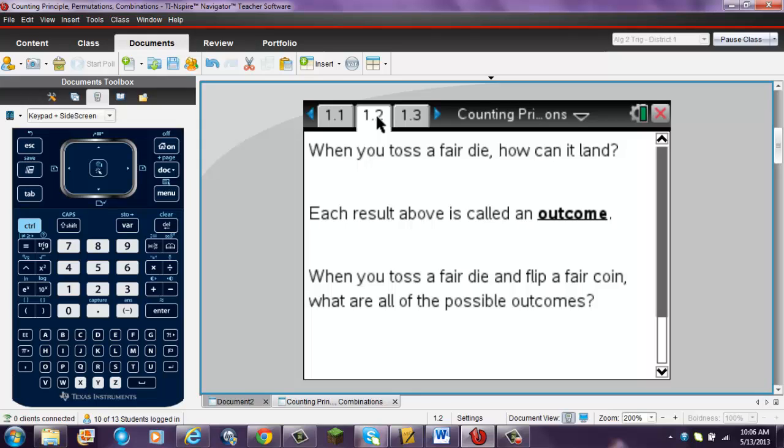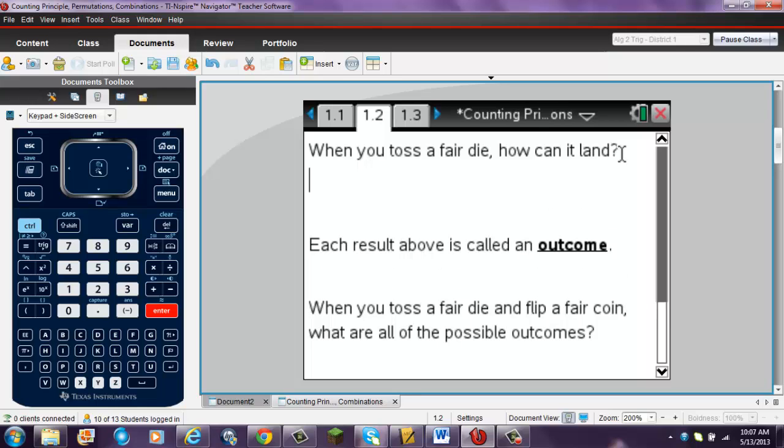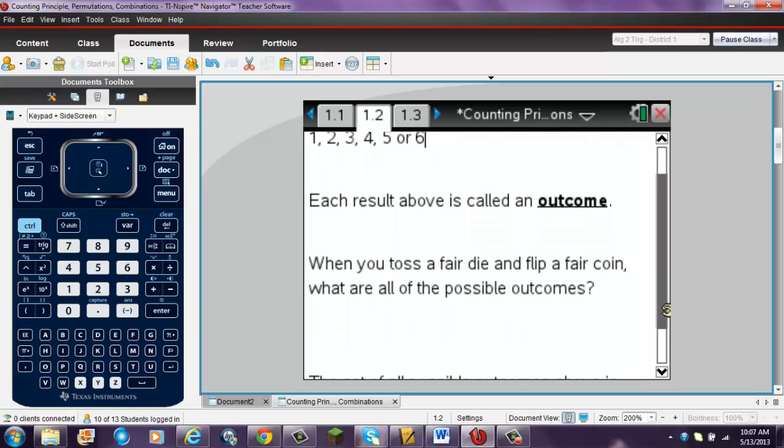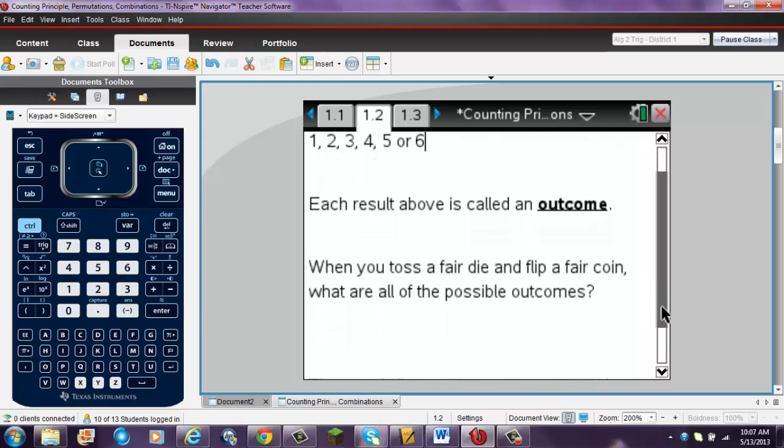So first example, when you toss a fair die, how can it land? Well, when you toss a die, it can land 1, 2, 3, 4, 5, or 6. Each of those results is called an outcome. But what happens when you toss a fair die and flip a fair coin? What are all the possible outcomes? So this is when you list them.